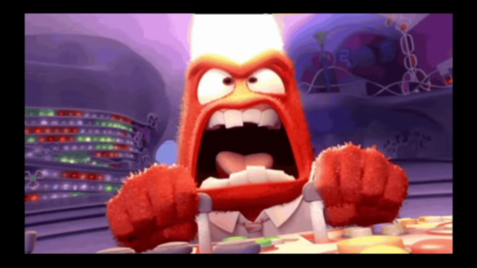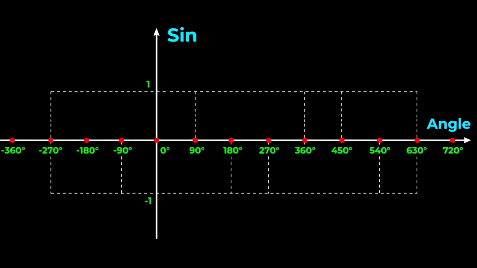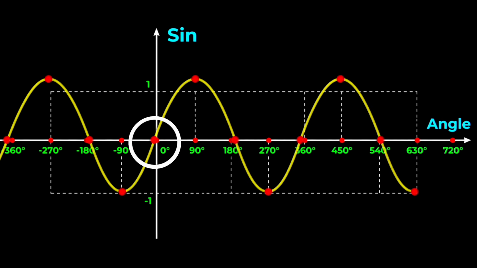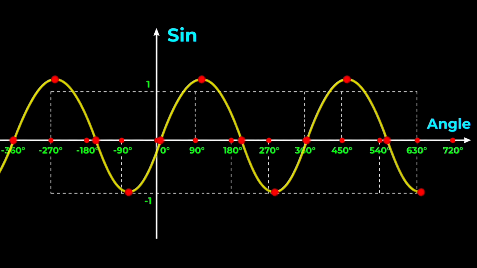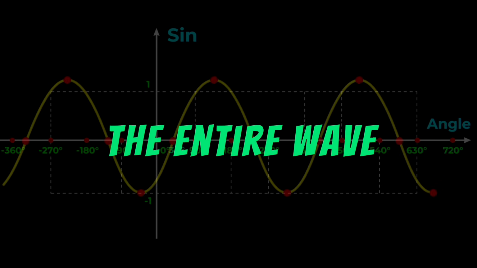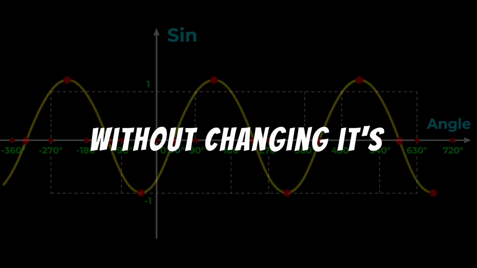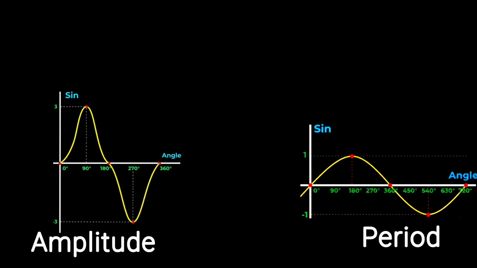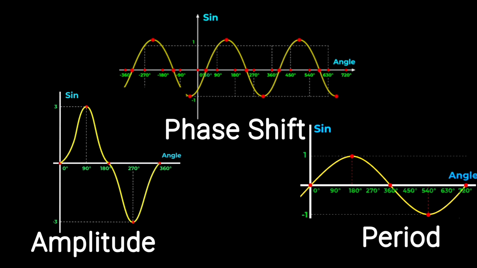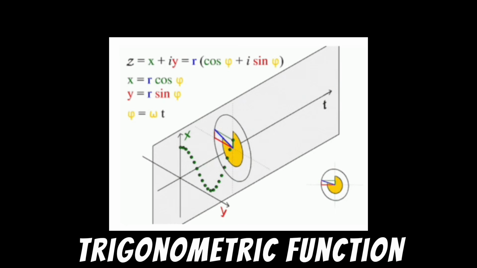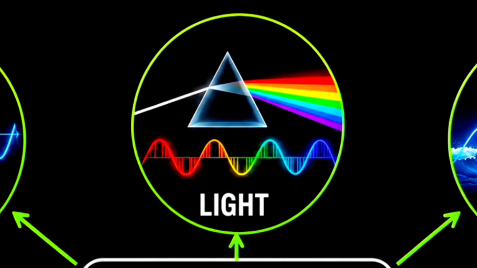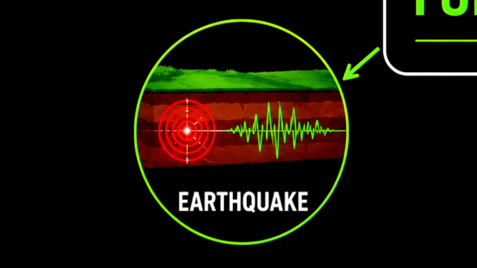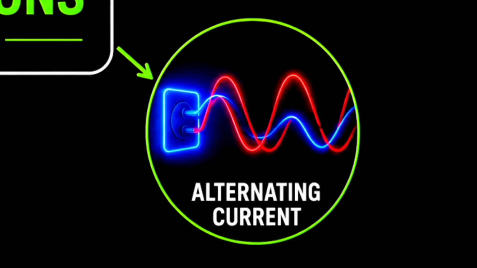One final transformation is the phase shift. Suppose the graph normally begins at 0 degrees. Now move every point 30 degrees to the right. The entire wave slides without changing its shape. Amplitude changes the height. Period changes the width. Phase shift changes the position. Together they allow trigonometric functions to model sound, light, ocean waves, earthquake vibration, and alternating electric current.